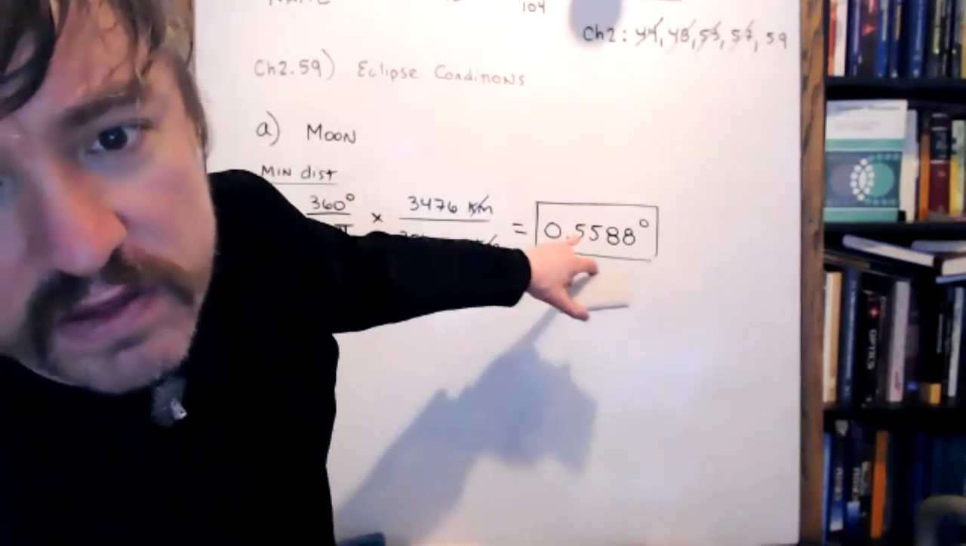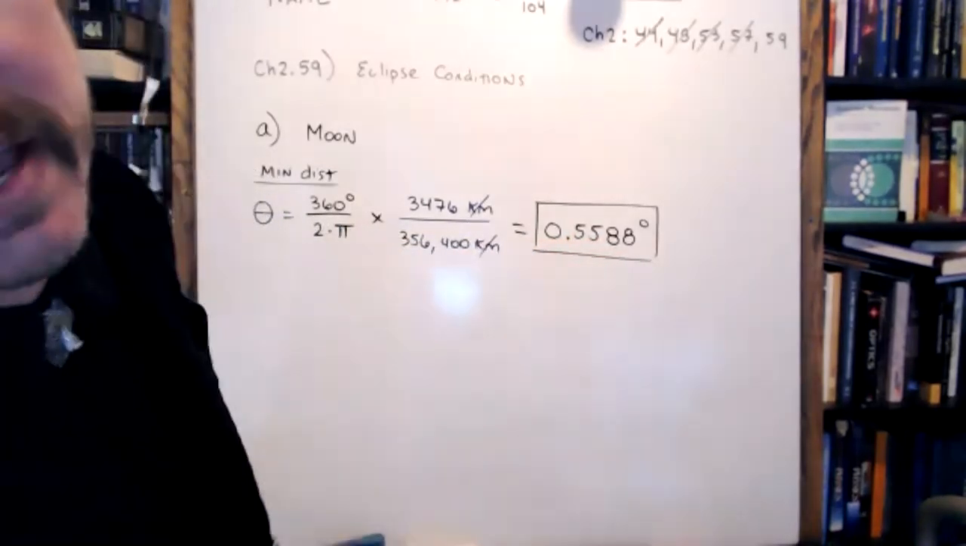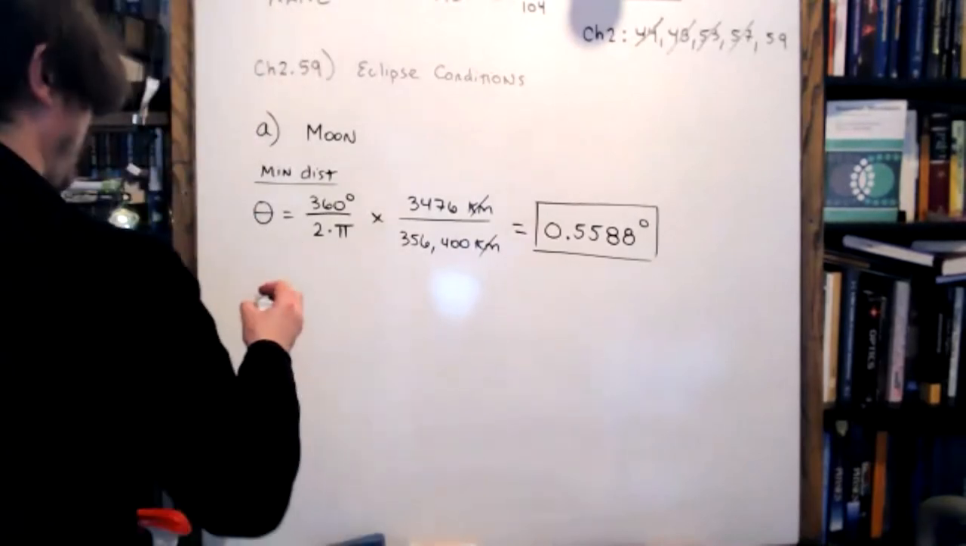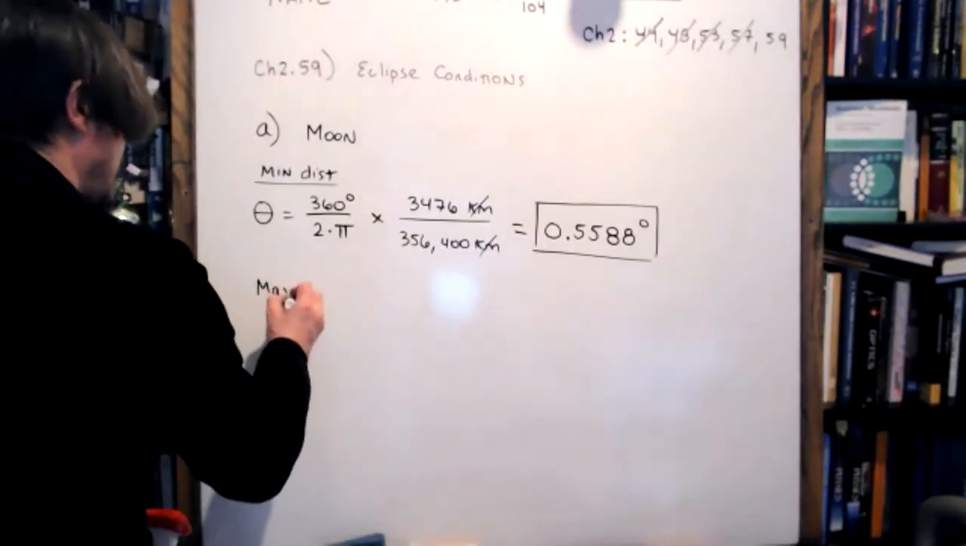Yeah, and then it's like 1068. Yeah, well, that's all junk numbers. Those aren't real. The only parts of this number that are real are 0.5588. The rest of that is just trash, okay? All right, now we're going to do the maximum distance.